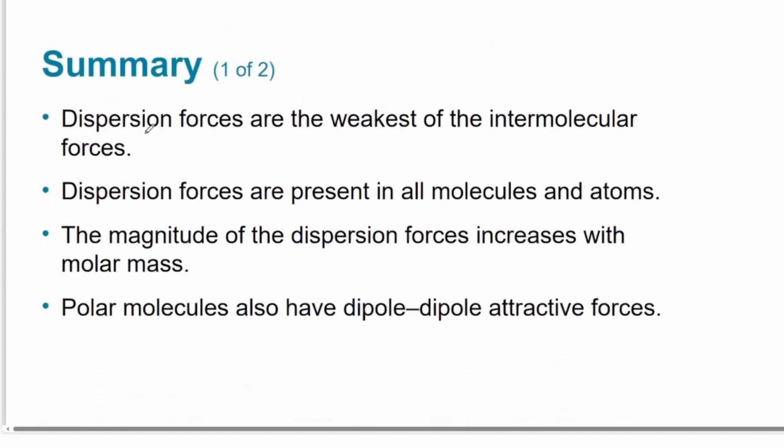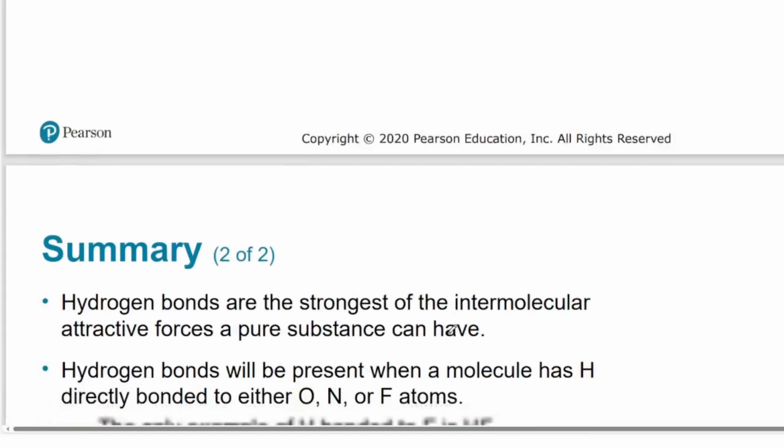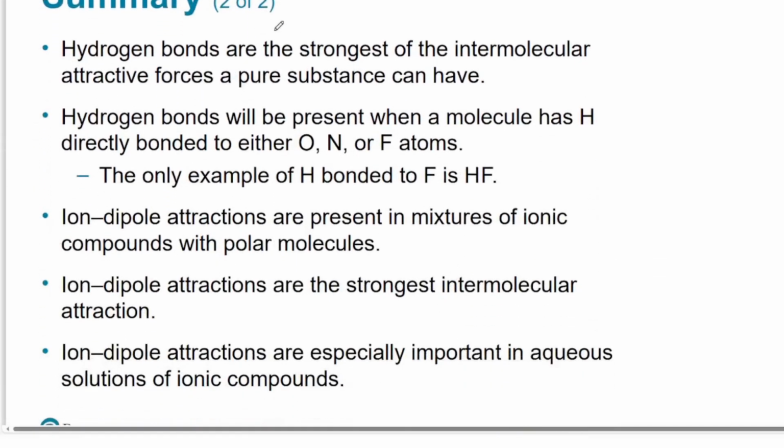So in summary, the dispersion forces are the weakest of these intermolecular interactions. They're present in all molecules and atoms. The magnitude of the dispersion forces, the London dispersion forces or van der Waals interactions, increases with molar mass. Polar molecules have dipole-dipole attractive forces. Hydrogen bonds are the strongest of the intermolecular interactions that don't have ionic species.